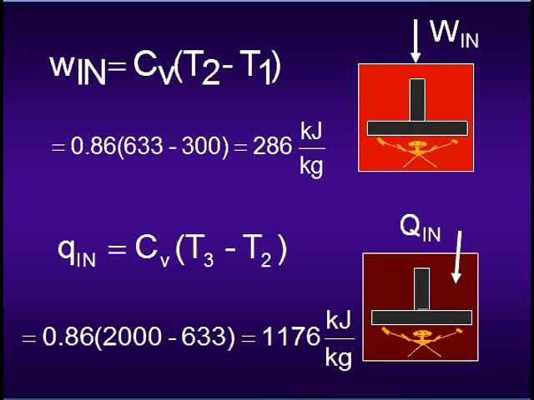So the work in at that point is cv. Work in equals u2 minus u1. Do the energy balance, and you'll find that work in equals mass times cv times delta T. And we're treating this using a lowercase w, work in per mass. cv times delta T comes out to 286 kilojoules per kilogram. Now, since we specified T3 as 2000 K, then we can calculate the heat added. It turns out to be 1176 kilojoules per kilogram, again using cv times delta T.